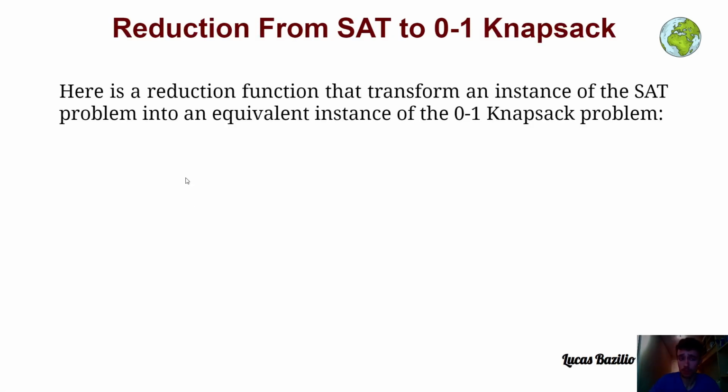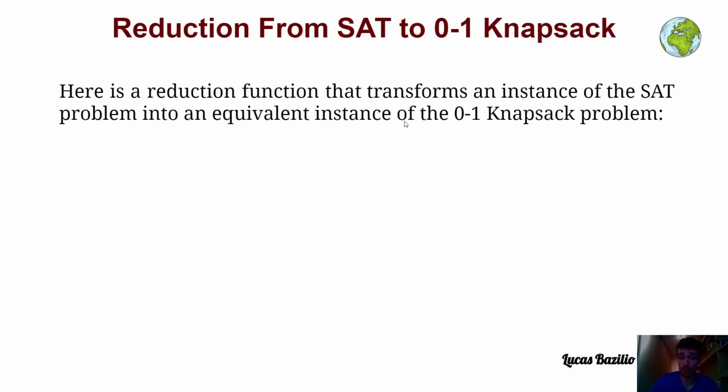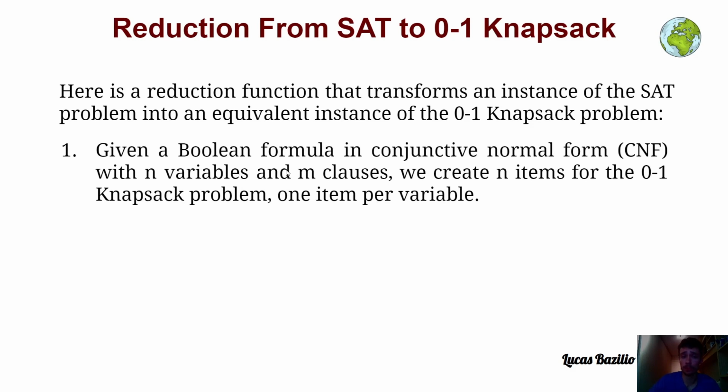So here's a very simple reduction function that transforms an instance of the SAT problem into an equivalent instance of the 0-1 knapsack problem. First of all, given a Boolean formula in conjunctive normal form, CNF, with n variables and m clauses, we create n items for the 0-1 knapsack problem, one item per variable.